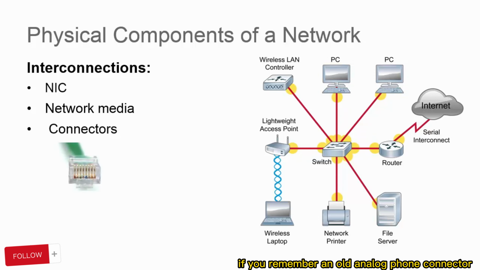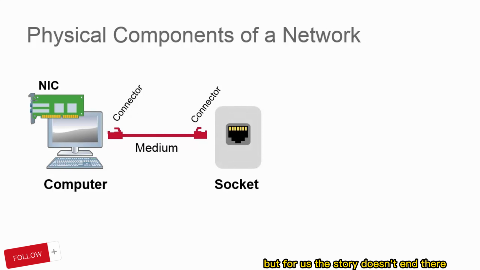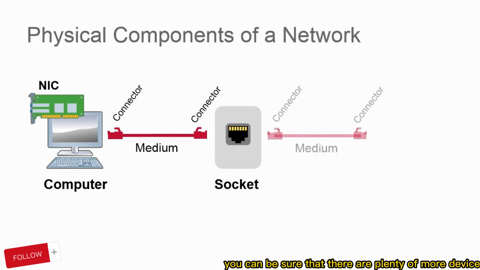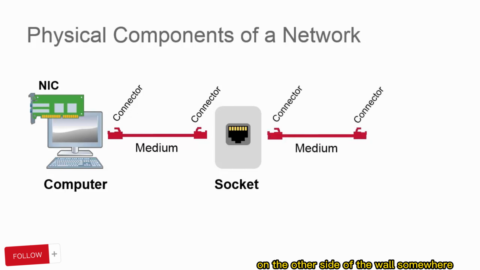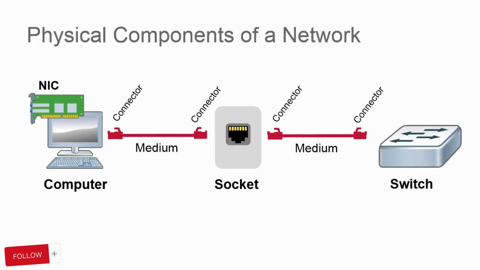Let's try and visualize it now. We know that a PC is an endpoint, which contains an interconnection element called a NIC, and a medium that connects to the NIC with a connector. Usually the other end of the cable runs into a wall socket, and that's the end of the story for the end user. But for us, the story doesn't end there. When talking about enterprise networks, you can be sure that there are plenty of more devices on the other side of the wall somewhere. And the first device that you'll see down the line is a switch.